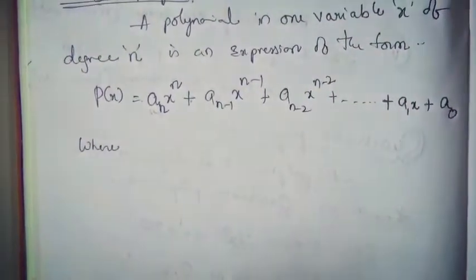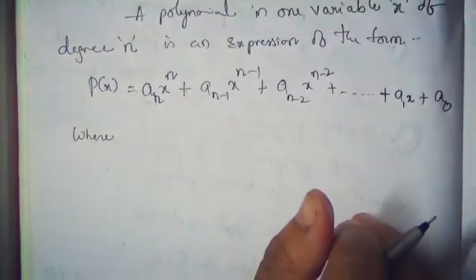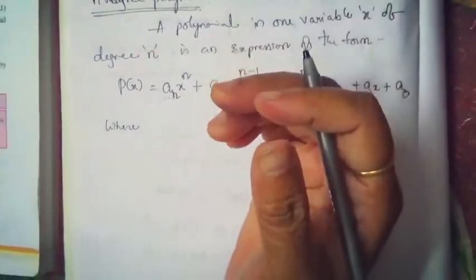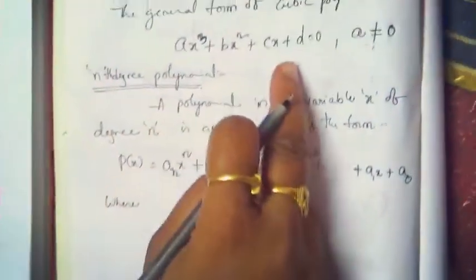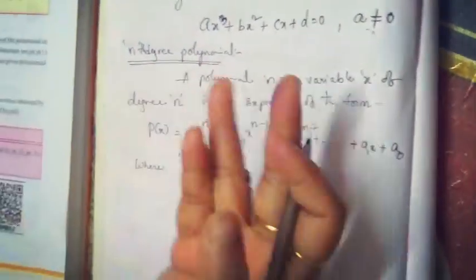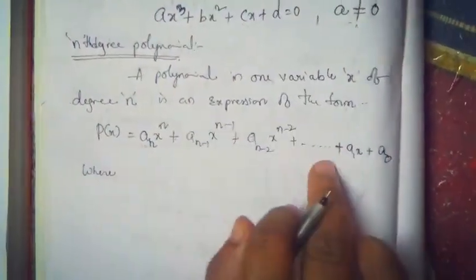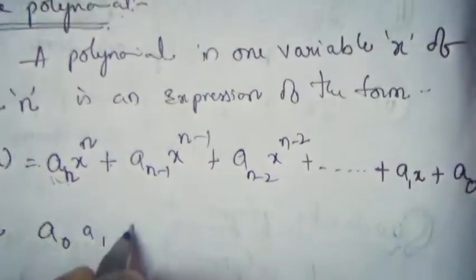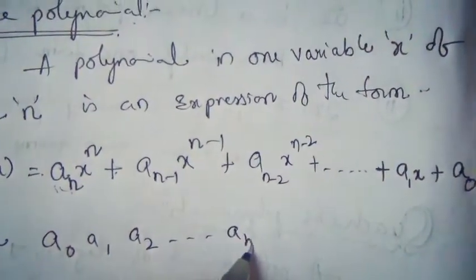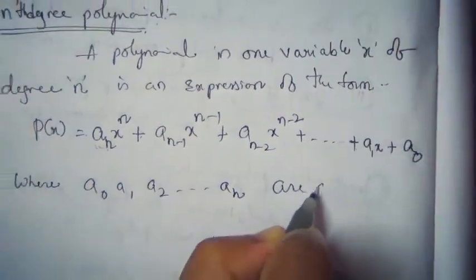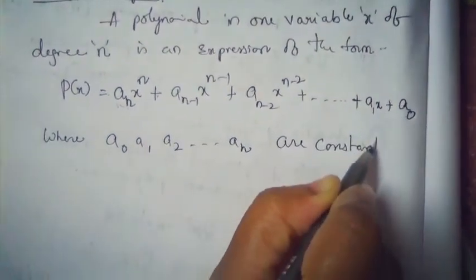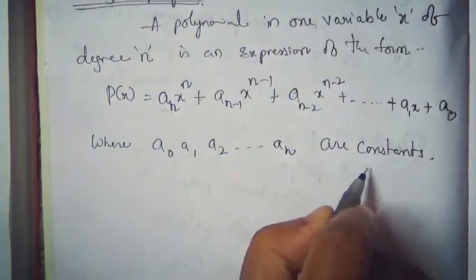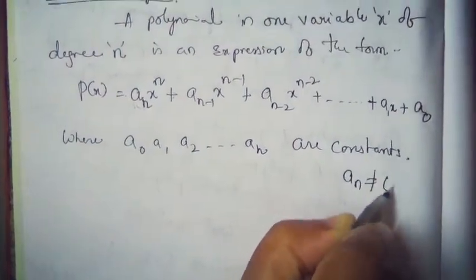Means highest degree polynomials. How can we express these terms? So cubic polynomials we can express as ax cube plus bx square plus cx plus d, just like that. Nth degree polynomial we are expressing just like this equation, where a0, a1, a2 and so on up to an are constants. Yes, these are constant terms. Here an should not be equal to 0.